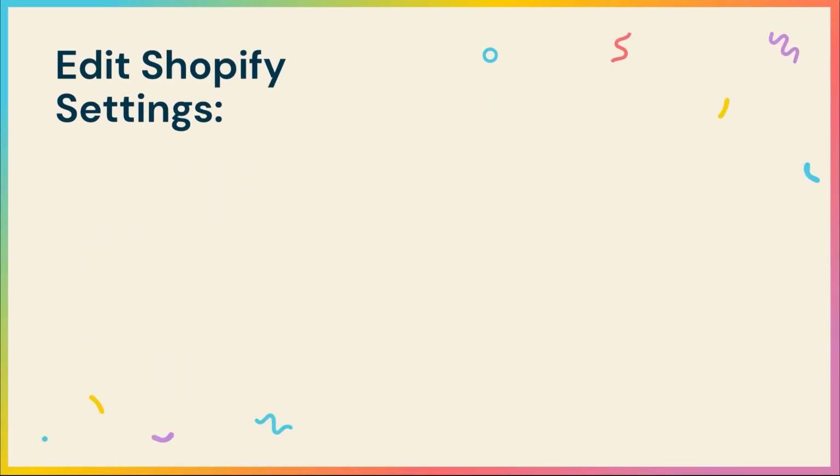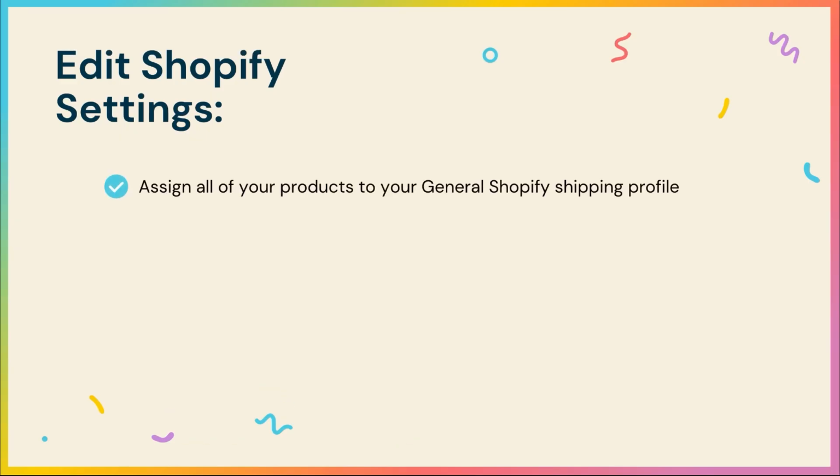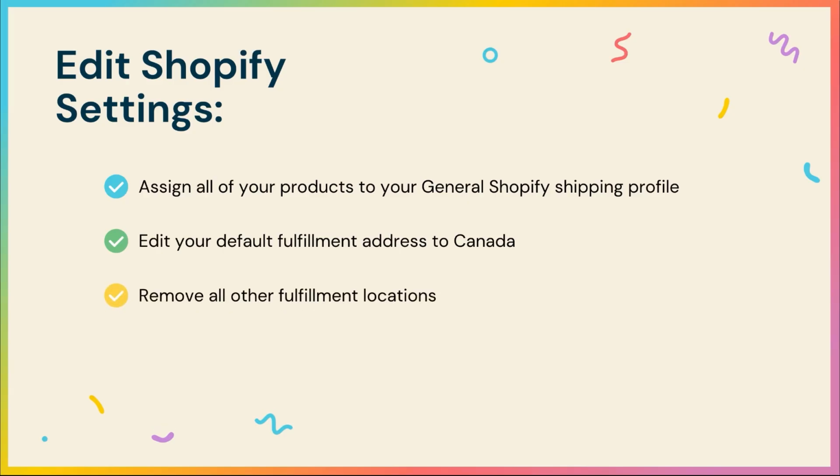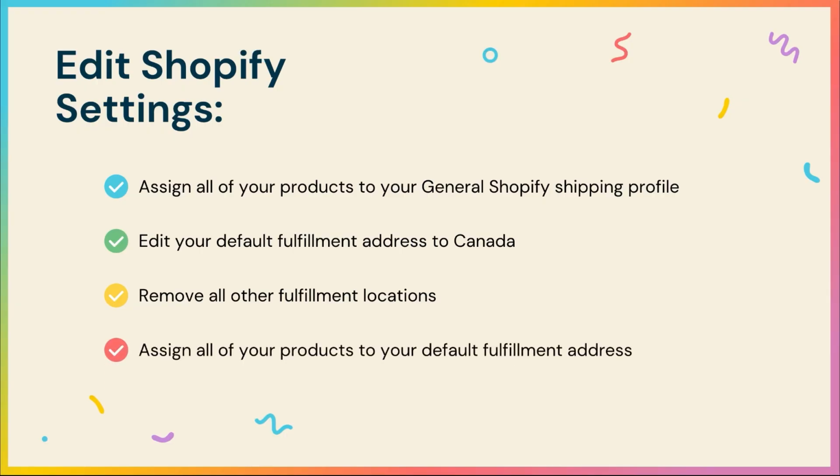Before we begin, please adjust some of your Shopify settings so that the data received from Shopify during your test checkout is compatible with this intuitive demo configuration. Assign all of your products to your general shipping profile. Edit your default fulfillment address to Canada. Remove all your fulfillment locations. Assign all your products to your default fulfillment address.